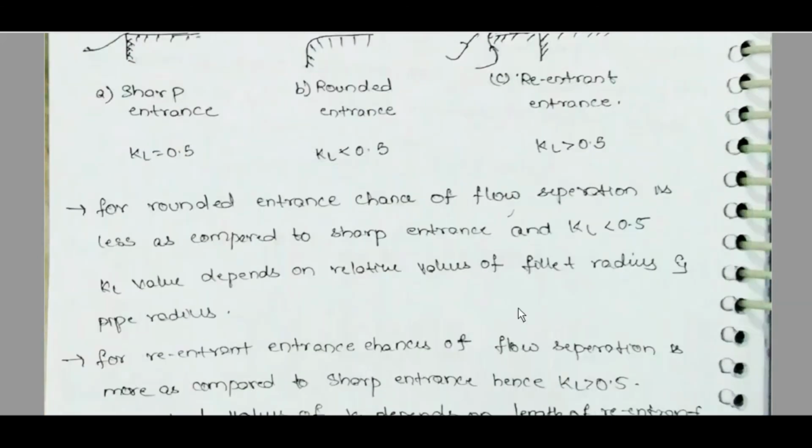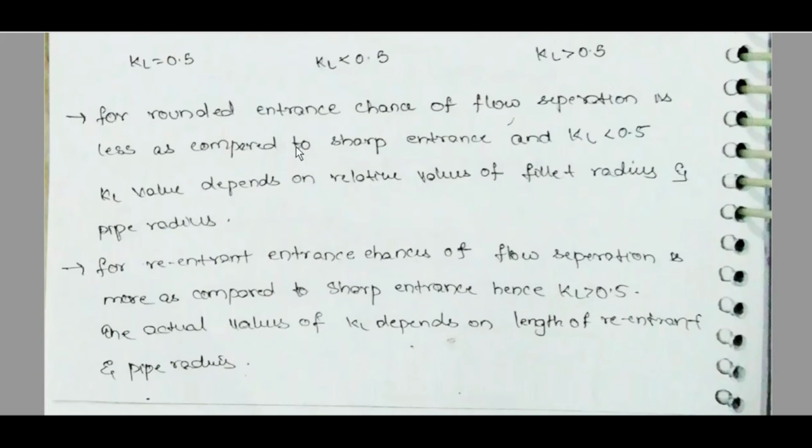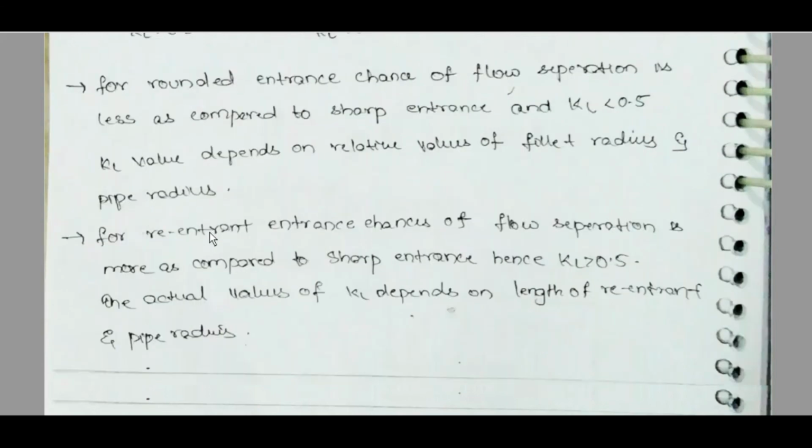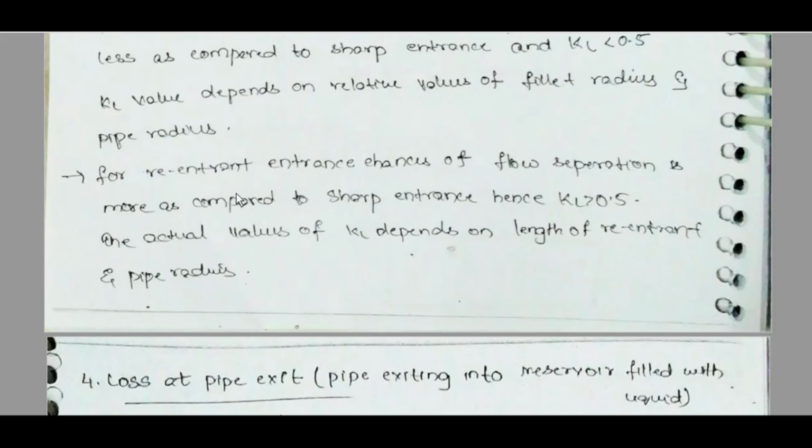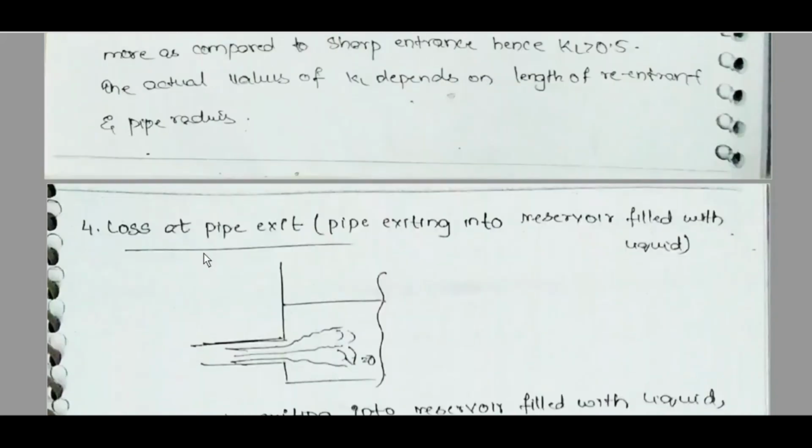For rounded entrance, chances of flow separation is less as compared to sharp entrance, and KL is less than 0.5. KL value depends on relative values of fillet radius and pipe radius. For re-entrant entrance, chances of flow separation is more as compared to sharp entrance, hence KL greater than 0.5. The actual values of KL depend on length of re-entrant and pipe radius.